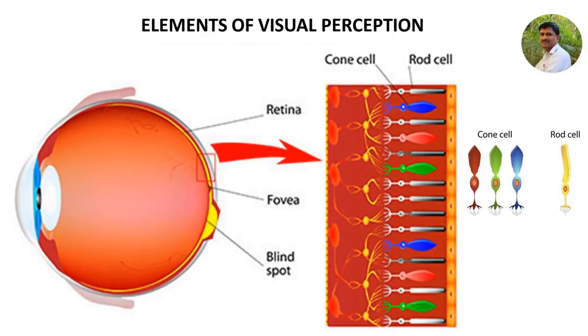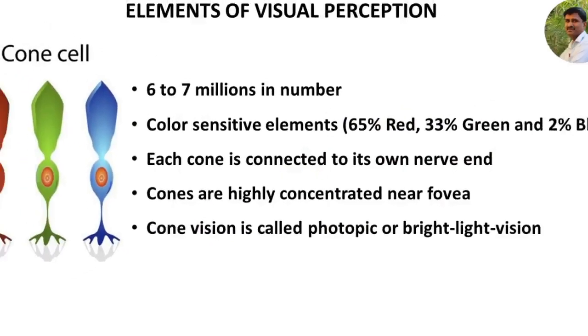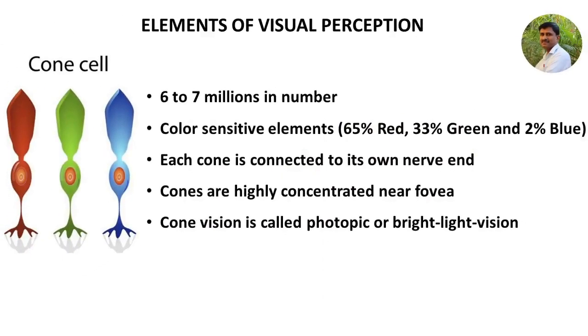In this diagram, we can see the detailed view of the retina. As already told, the retina contains rods and cones. They are termed so because of their shape. The cones are responsible for color vision and rods are responsible for the general overall picture of the field of view. Coming to these cone cells, they are 6 to 7 million in number. They are sensitive to color. So here the percentage of sensitivity for the color is given. It is highest for red. So red is the most visually striking color.